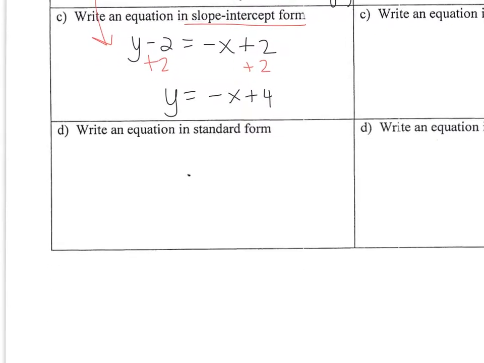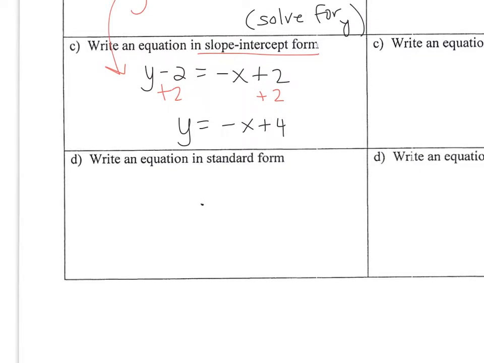Then, to write in standard form, I need to make sure that standard form is ax plus by equals c, where a, b, and c are integers. So I'm going to have to clear fractions if I had fractions. And I also want to get x and y on the same side. So I'm just going to add x to each side. So my equation is going to be x plus y equals 4. And then I don't need to clear fractions, so I'm done.